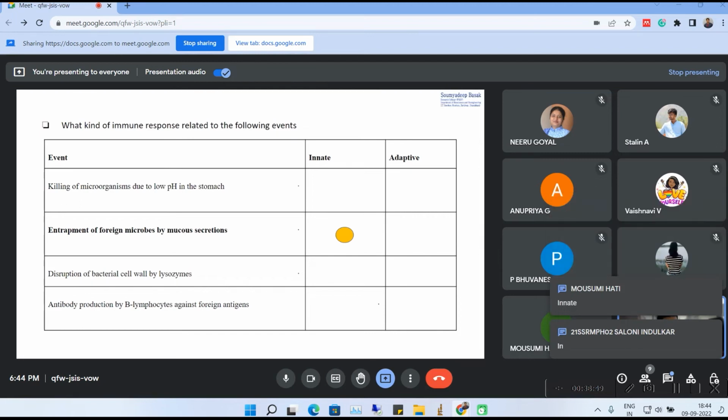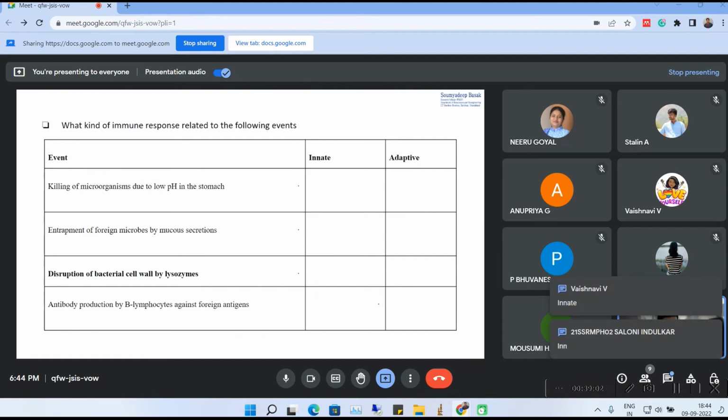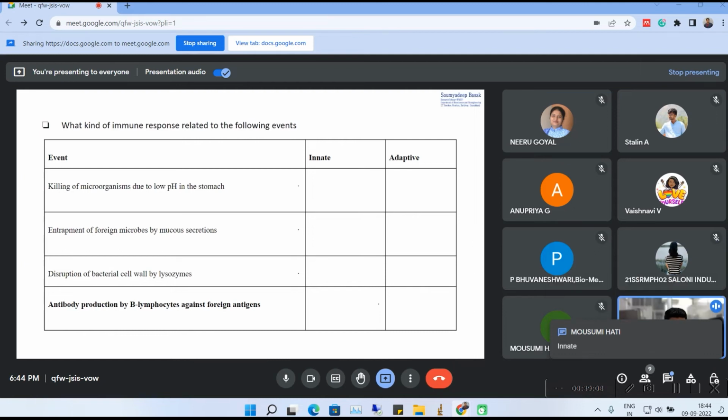Next is disruption of bacterial cell wall by lysosomes. Yes. Bacterial cell wall disruption by lysosomes is also... The last one, antibody production by B lymphocytes against foreign agents.